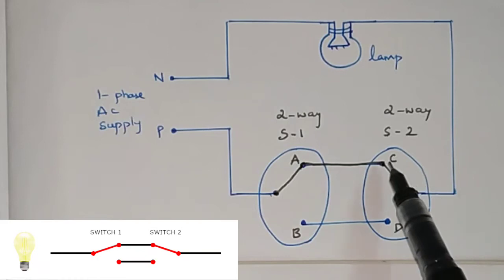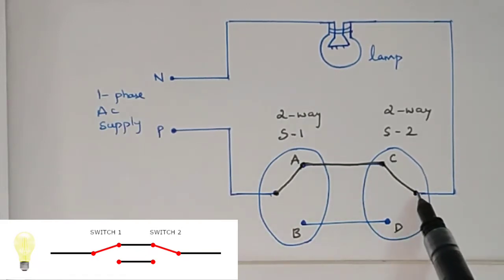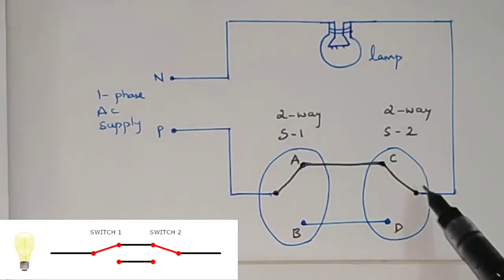So till C it will reach. From there, just check, there is one more path from C to the middle terminal. Why? Because your second switch is in C position. So the switch condition will be in this way.